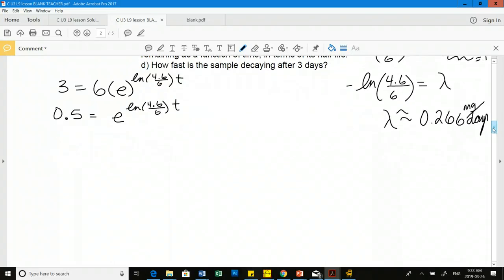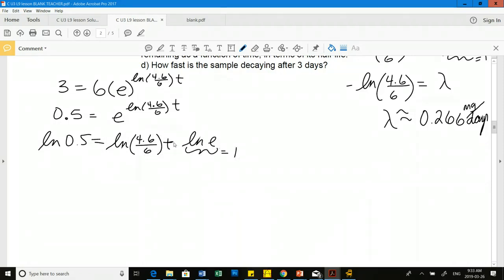Okay, so we're going to ln both sides here. I'm going to bring down the exponent if we're okay with that. And then I'll have the ln of e over here, which we know is equal to 1. So I just need to divide out the ln of 4.6 over 6 so that I can isolate for t.